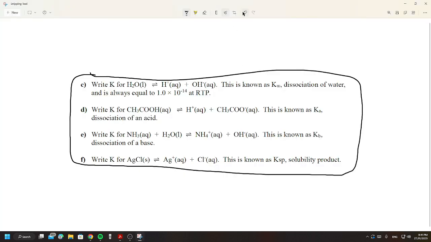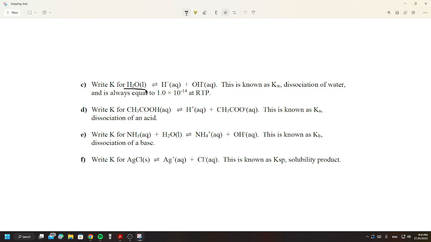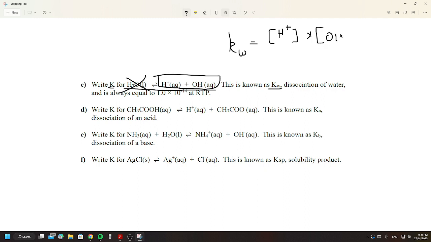So here, for this formula, we have a liquid, we don't consider it, so we just consider these two over here. So this is Kw, since they asked to write the constant in terms of Kw. So Kw equals the concentration of H plus times the concentration of OH minus. Easy. This is part C.